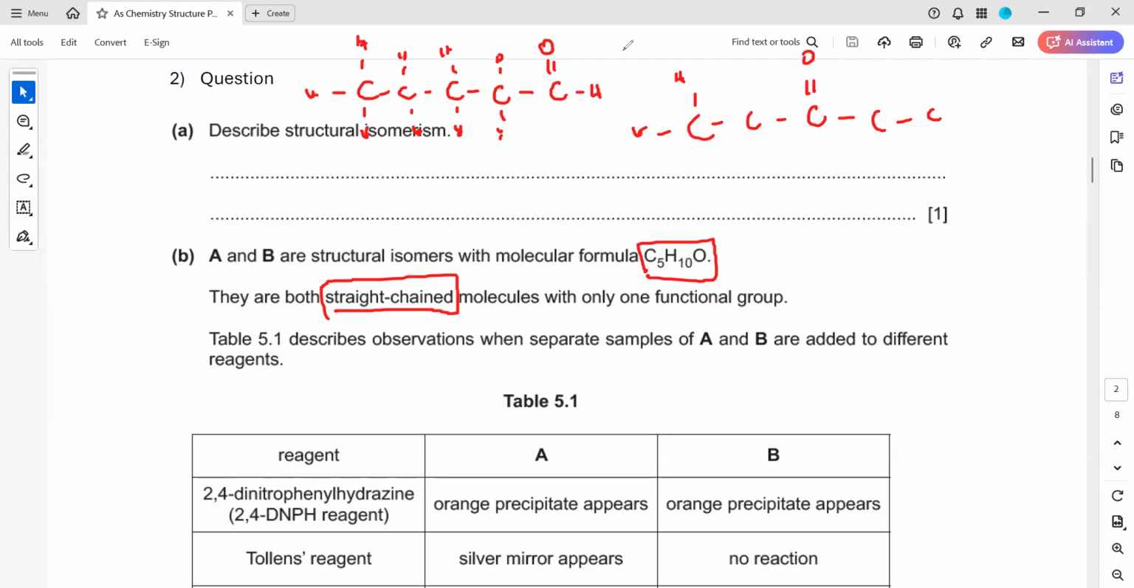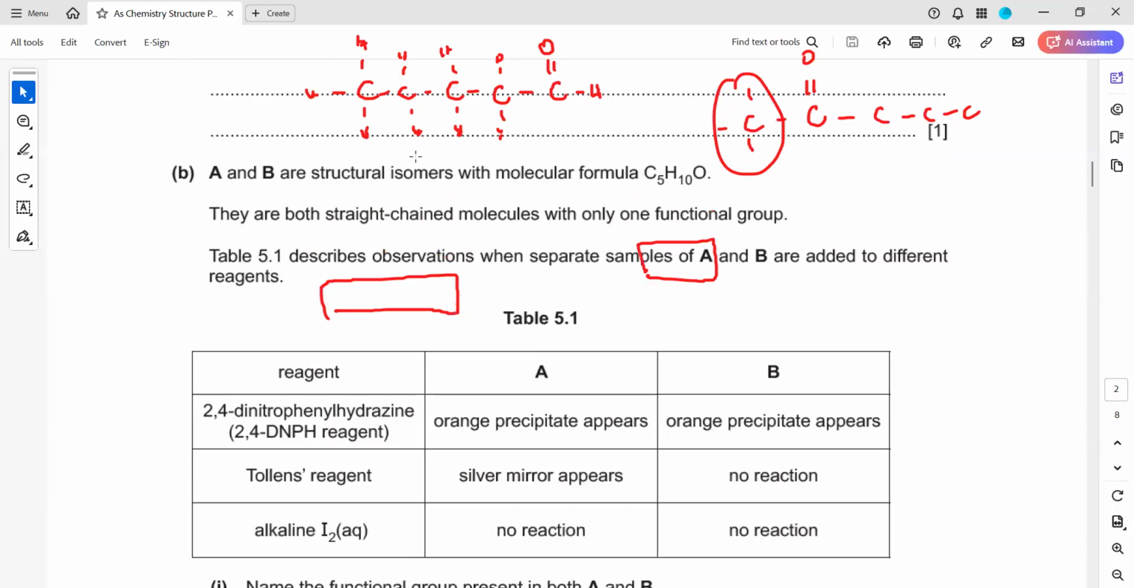Why did I not draw it like this, with one carbon on one side and the remaining three on the other side? The reason I did not draw this is because the iodine in alkaline solution was not reacting. If iodine was reacting in alkaline solution, then this should be the structure. But because it is not reacting, this indicates that actually next to the carbonyl group there is no methyl group.